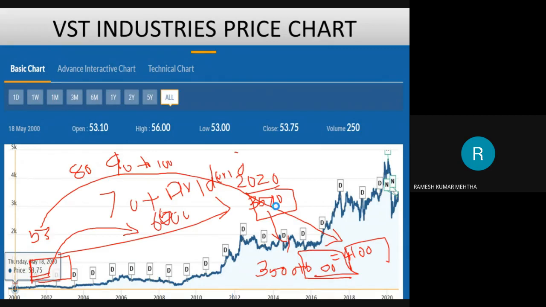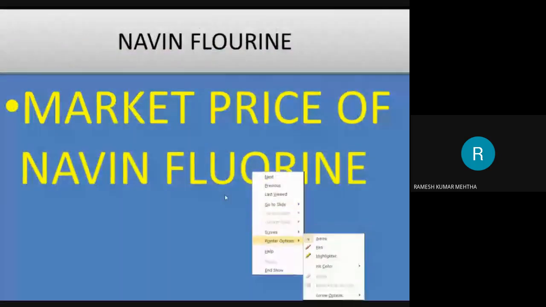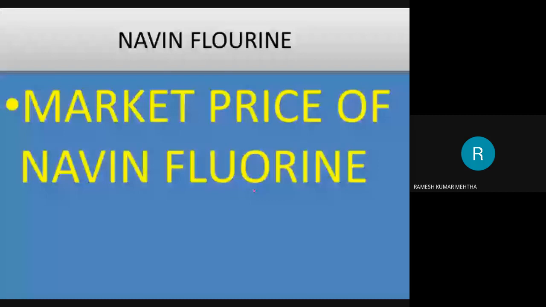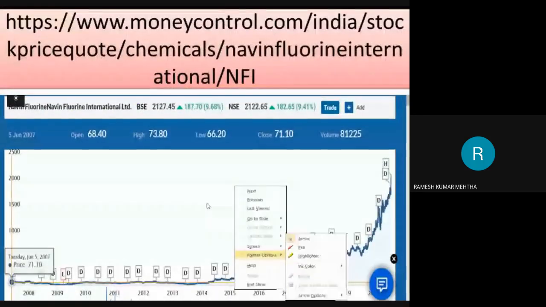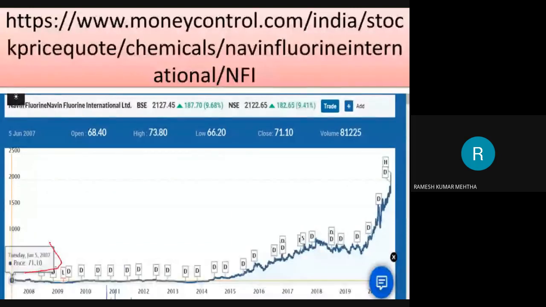Please remember. Next, another example I am taking is the market price of Navin Fluorine. If you look at the market price of Navin Fluorine, it was around 71 rupees in the year 2007. Today it's around 2,147.